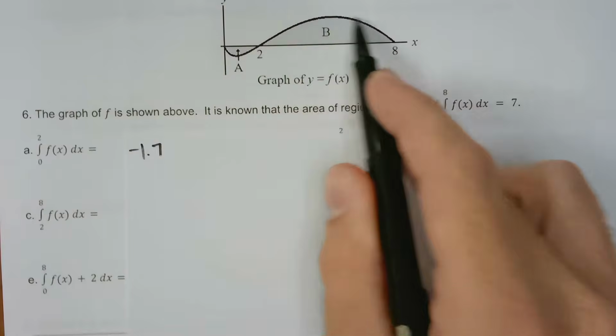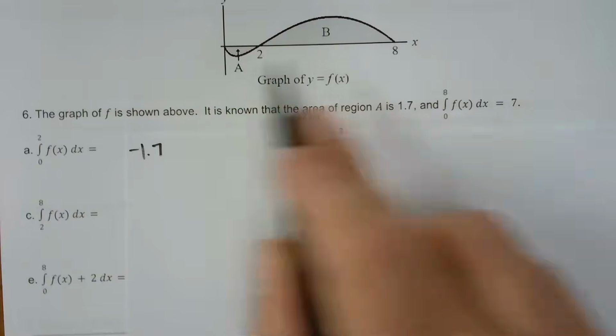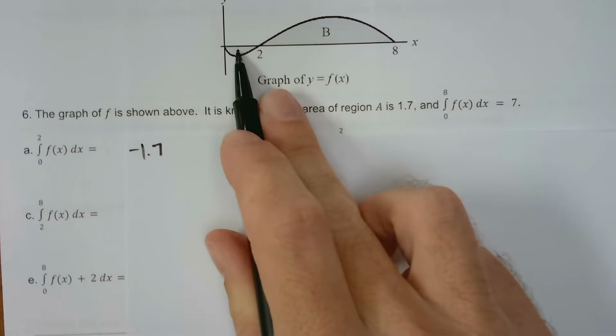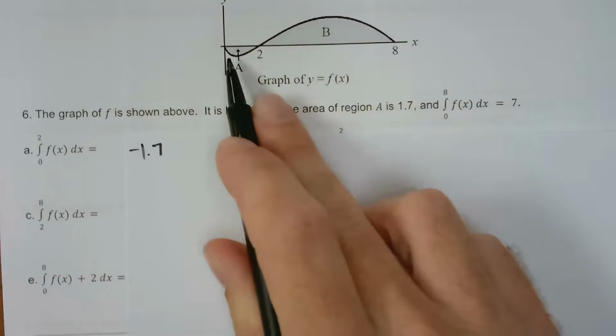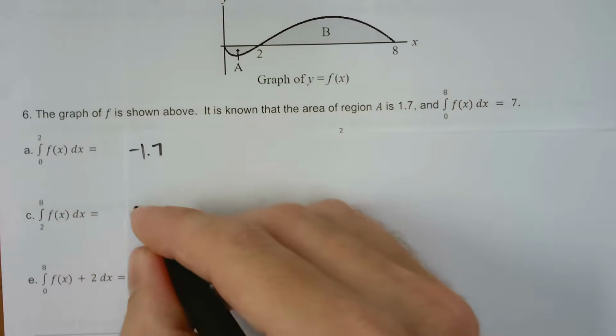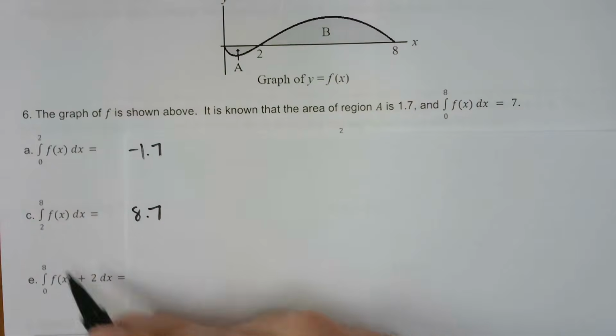The whole integral here is 7, but this counted negatively. So I think that this would need to be 8.7, because 8.7 plus negative 1.7 adds together to equal 7. And then the integral of f of x plus 2. Okay, so we're going to need the integral from 0 to 8 of f of x and then add 2.